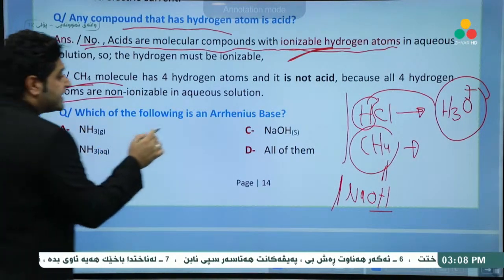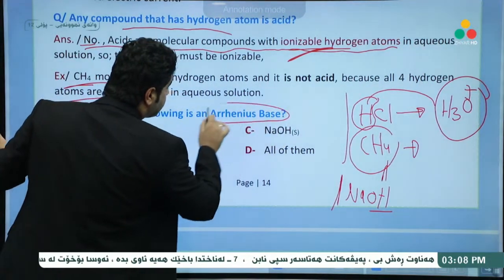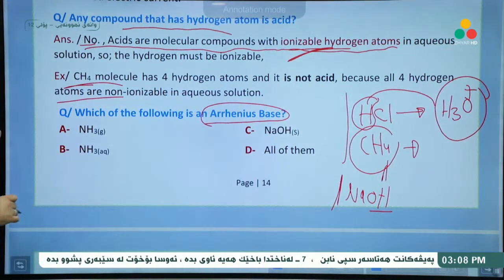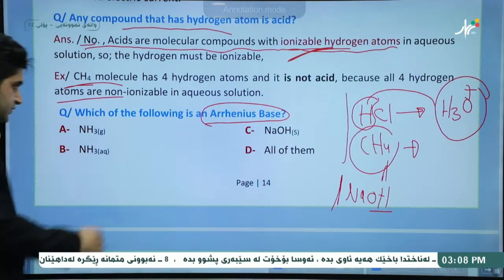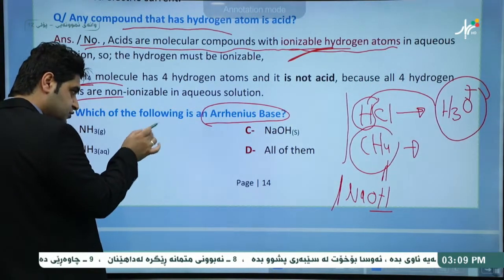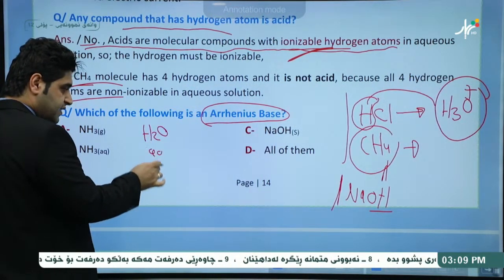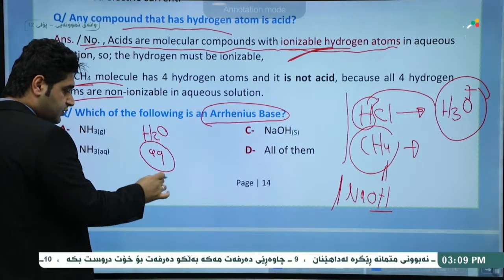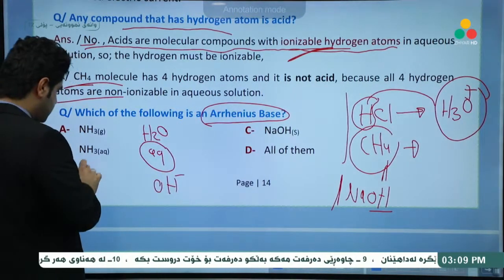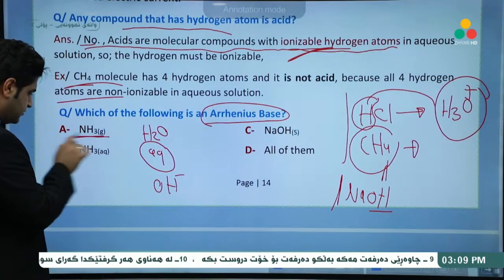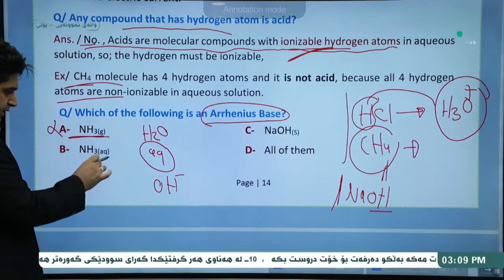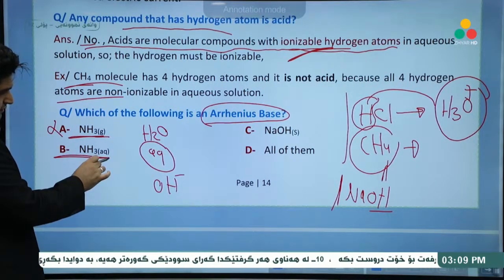Which of the following is an Arrhenius base? What are the conditions of the Arrhenius base? First of all, it should be aqueous, dissolved in water. Then we should get OH. Here is a gas, so no. NH3 is aqueous.